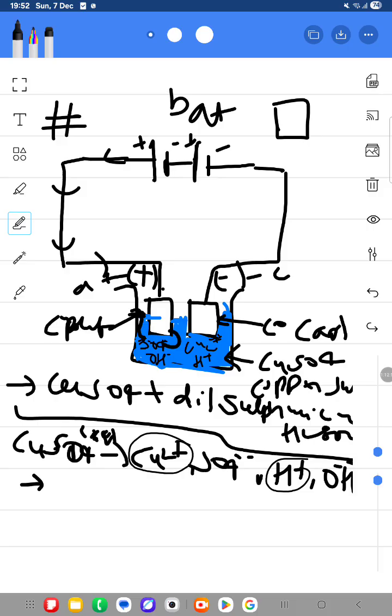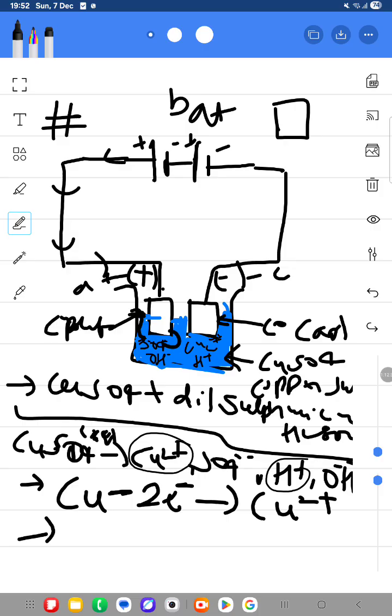At the anode, it is Cu minus 2 electrons gives Cu2+. But on the negative side there is copper and hydrogen, that is Cu2+ plus 2 electrons gives Cu.